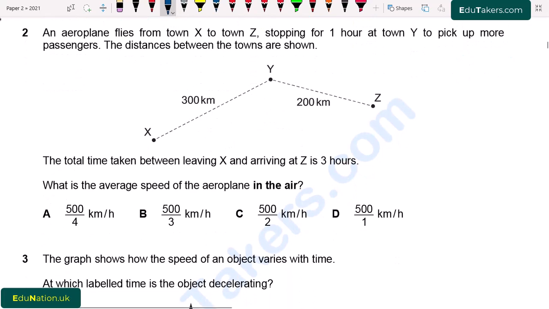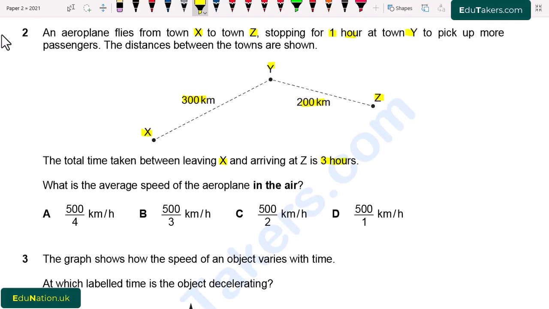Question number 2. An aeroplane flies from town X to town Z, stopping for 1 hour at town Y to pick up more passengers. The distances between the towns are shown. Here are 3 towns X, Y and Z. The distance from town X to Y is 300 km, while from Y to Z the distance is 200 km. The total time taken between leaving X and arriving at Z is 3 hours. What is the average speed of the aeroplane in the air?